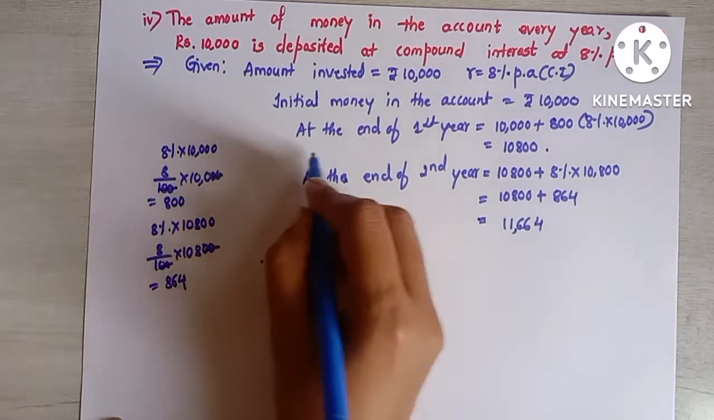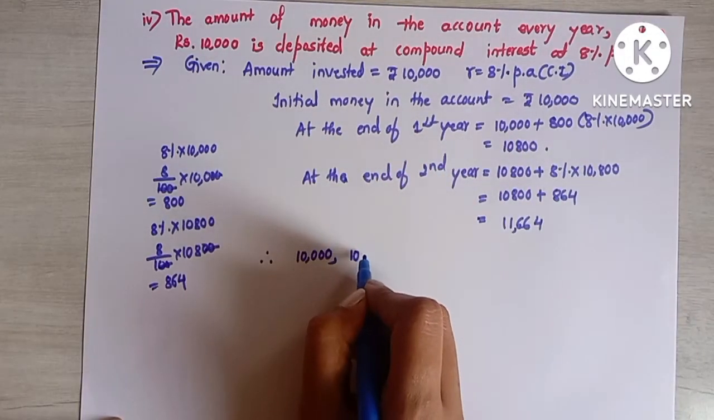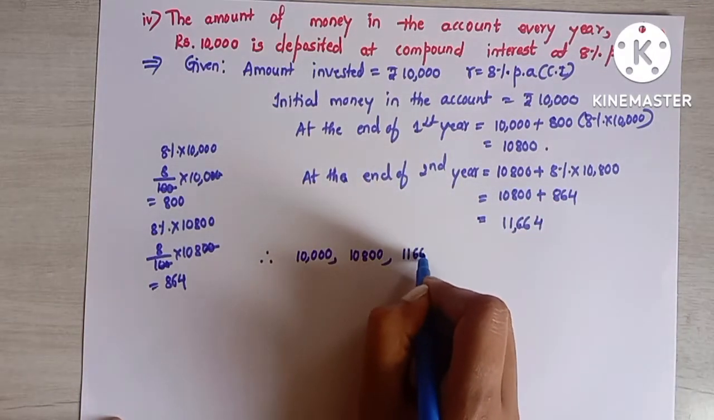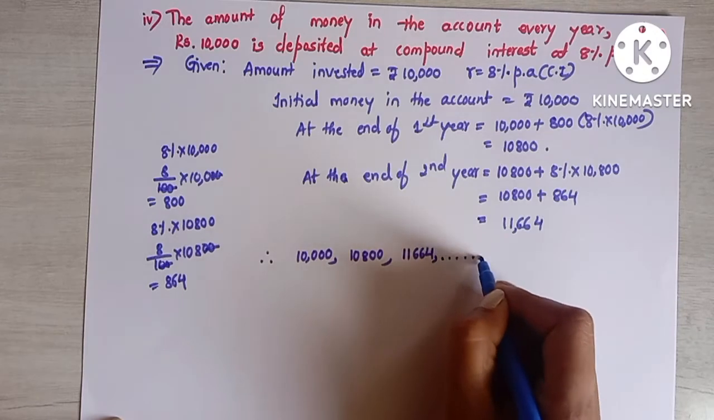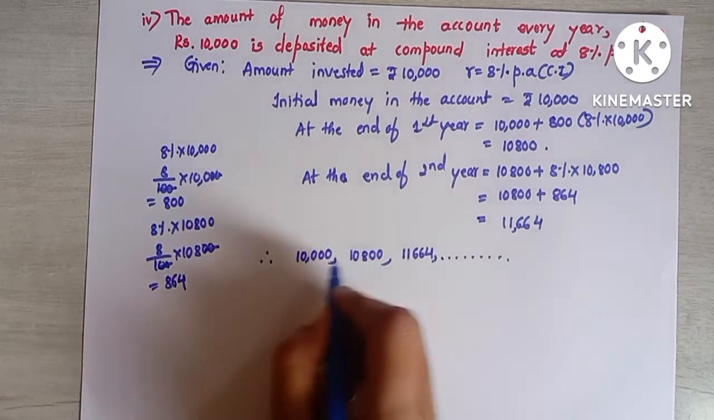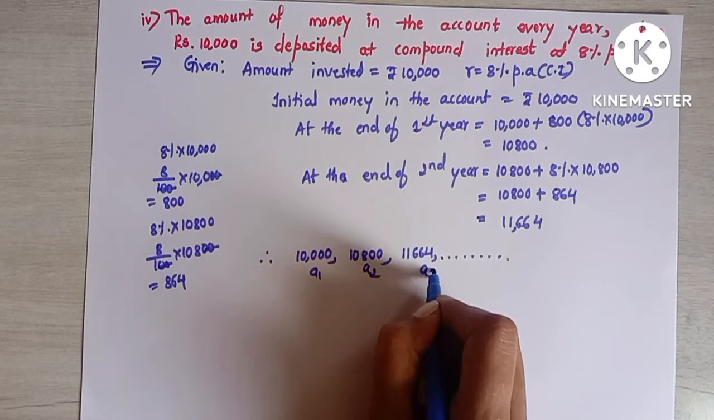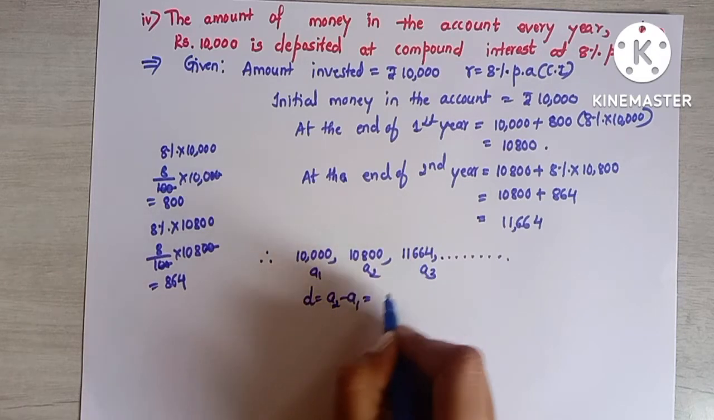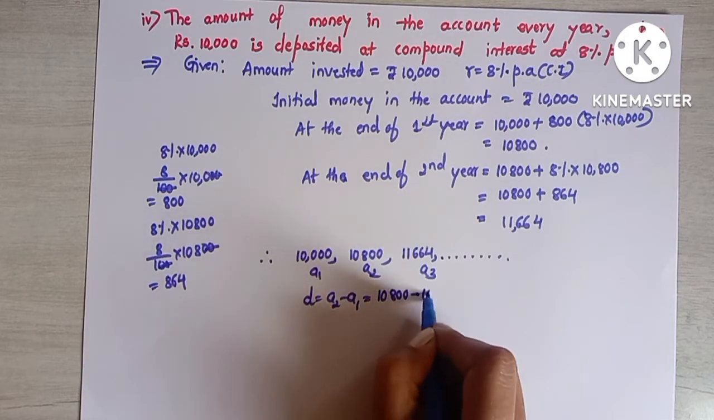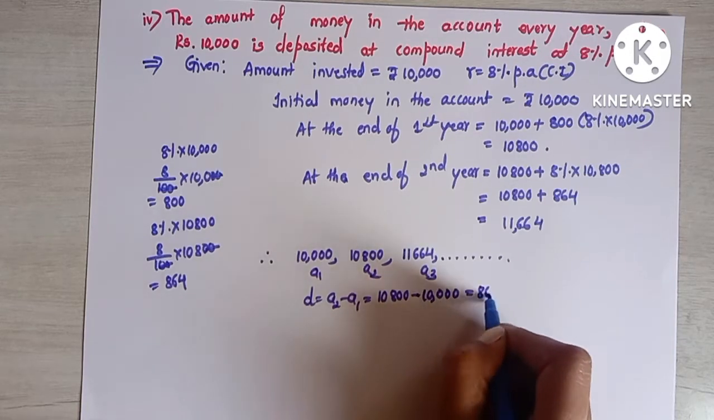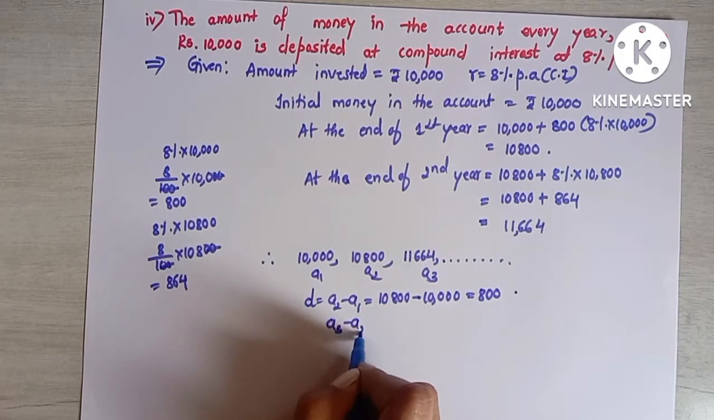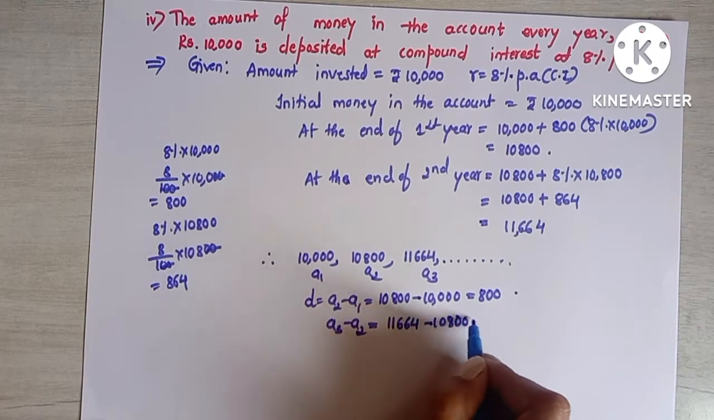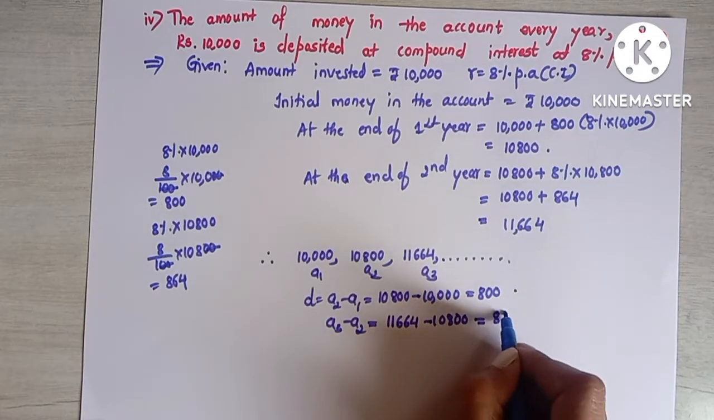So the series will be, at the starting the amount in the account is 10,000. At the end of the first year the amount will be 10,800. Next, at the end of the second year it is 11,664, and so on. So let us take it as A1, A2 and A3. So what is D? A2 minus A1, that is 10,800 minus 10,000. So this will be 800. Next, A3 minus A2, which is 11,664 minus 10,800. So this will be 864.